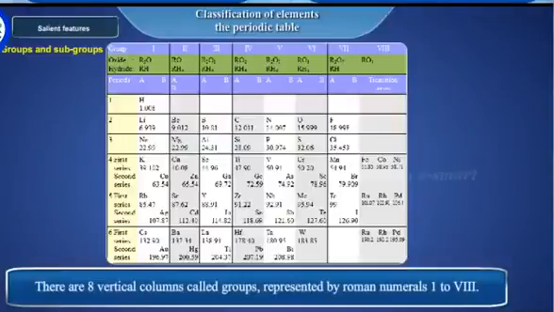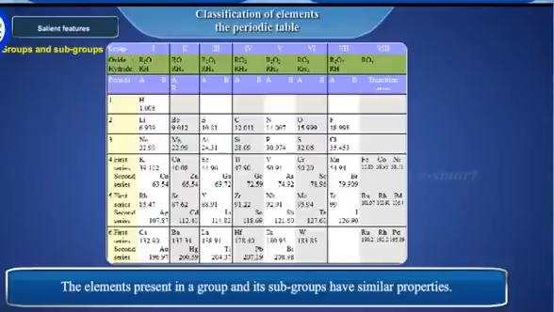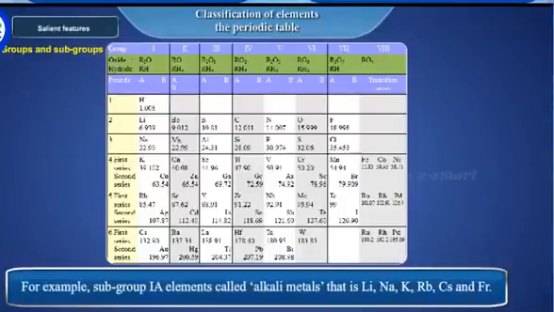Salient features. Groups and subgroups. There are 8 vertical columns called groups, represented by Roman numerals 1 to 8. Each group is divided into 2 subgroups, A and B. The elements present in a group and its subgroups have similar properties. For example, subgroup Ia elements are called alkali metals, that is Li, Na, K, Rb, Cs and Fr.